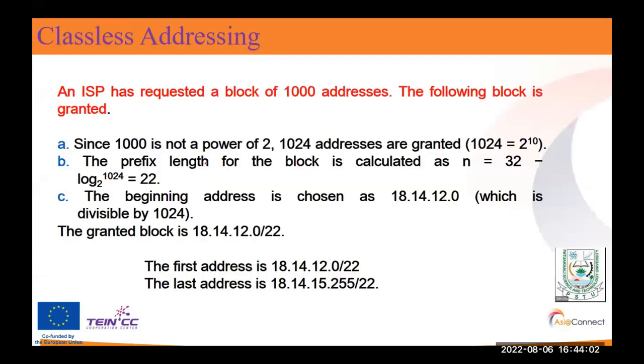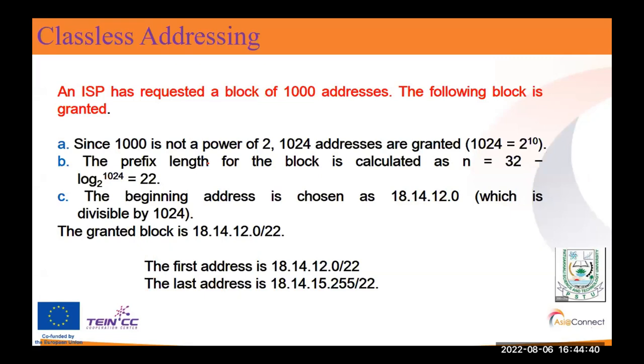So a problem is that we can just solve a problem. An internet service provider has requested a block of 1,000 addresses. Suppose the ISP provider wants to give internet addresses, but he has 1,000 hosts. So what will be the information about his request? What type of block can he apply for from the institution that gives him the IP addresses?